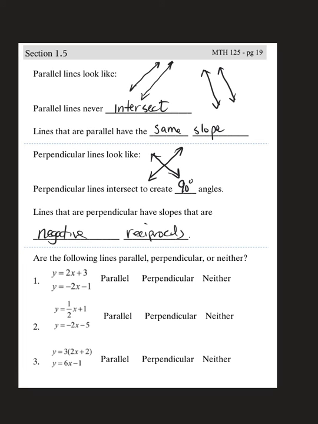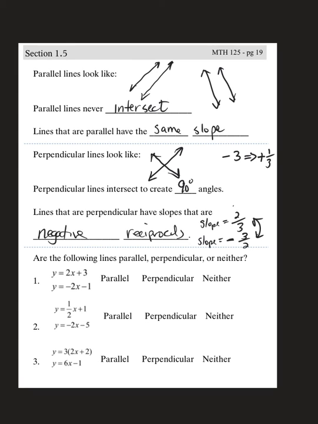For instance, if I have a line that has a slope of 2/3, the line that is perpendicular is going to have a slope that is the opposite symbol, so it's going to be negative, and you have to flip the fraction, 3/2. These two lines would be perpendicular lines. If you have a line that has a slope of -3, its perpendicular line will have a slope of positive 1/3. Switch the symbol, flip the fraction.